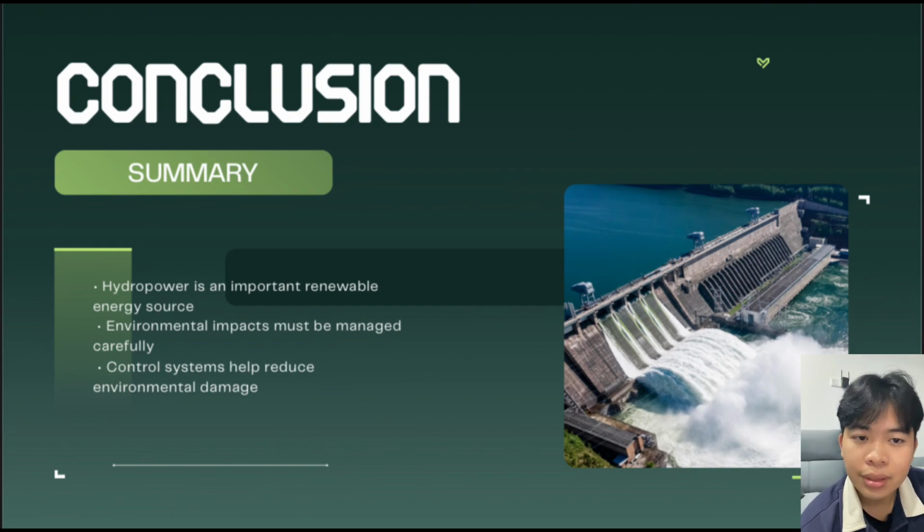Through this case study of the hydroelectric power plant at Sungai Tenang, we can better understand both the benefits and challenge of hydropower generation.